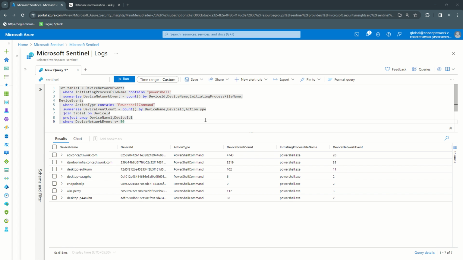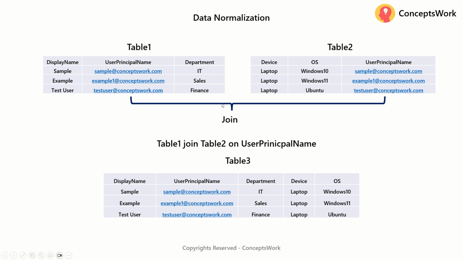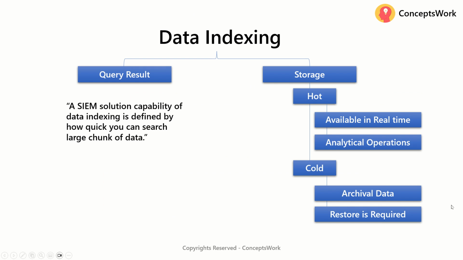So this is how data normalization works in a SIEM solution, where you will combine data from multiple sources and make sure the redundant information is removed so that you can write effective queries. Now let's talk about data indexing.